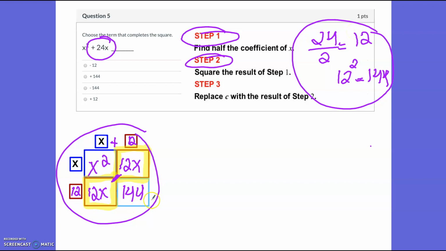Okay? So the number that's going up here is plus 144. So when you look at the answers that you have, negative 12, positive 144, negative 144, and plus 12, your answer should be plus 144.